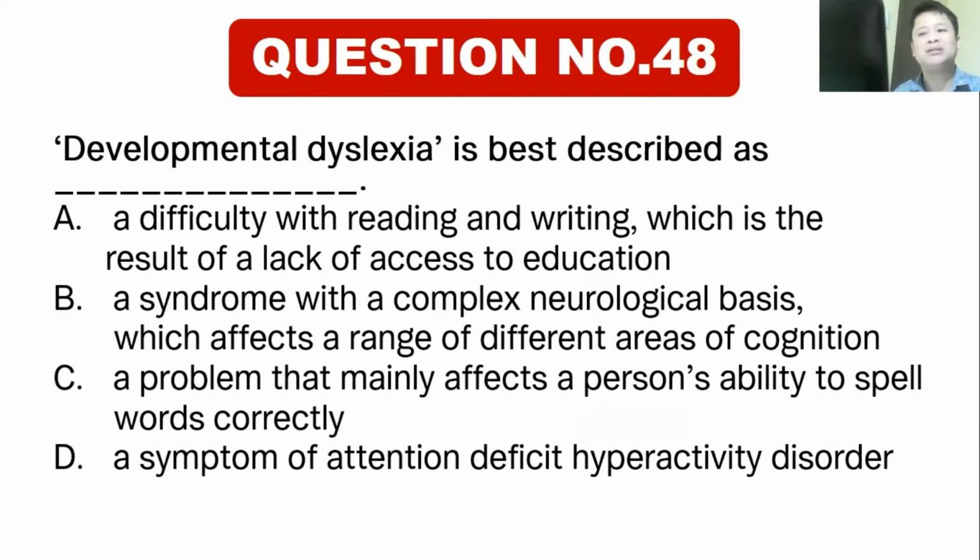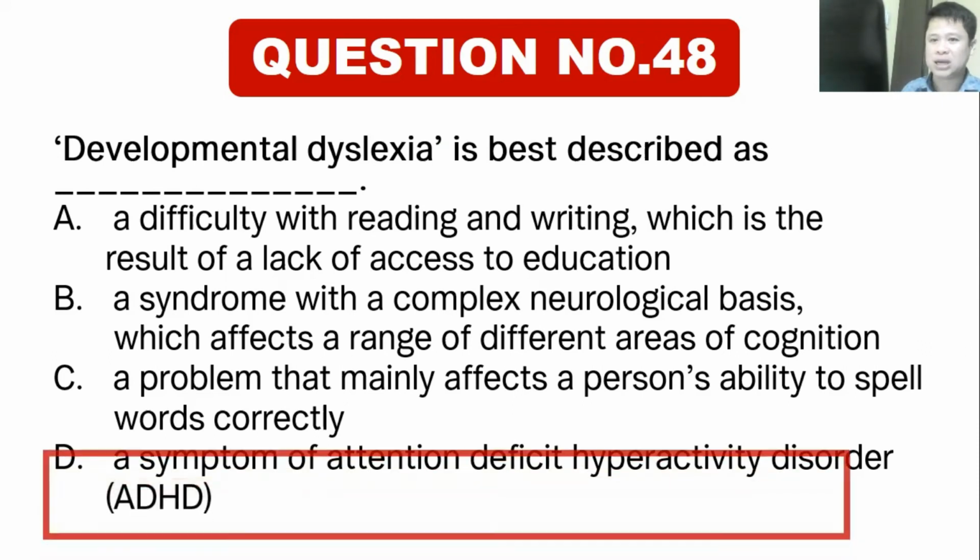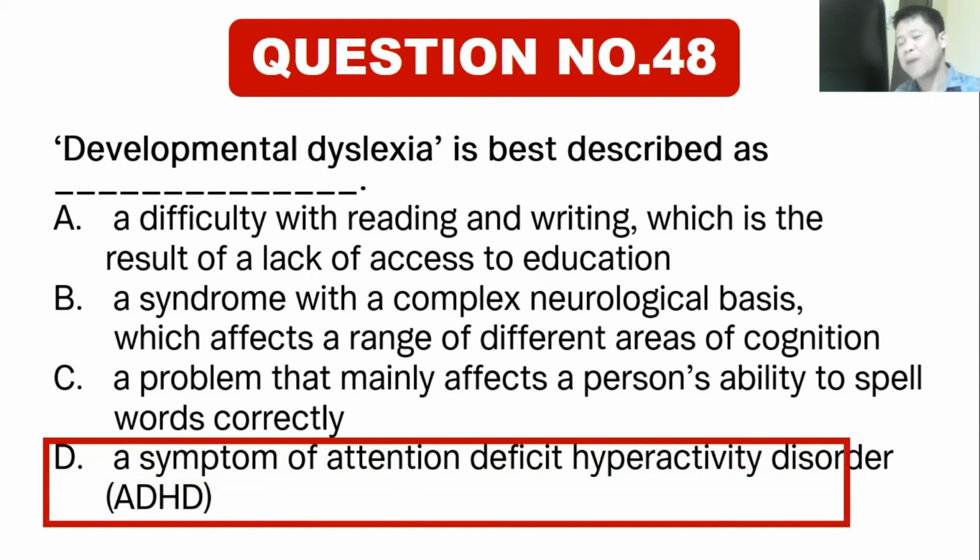Again, developmental dyslexia is best described as A, a difficulty with reading and writing, which is the result of a lack of access to education. B, a syndrome with a complex neurological basis. C, a problem that mainly affects a person's ability to spell words correctly. And D, a symptom of ADHD. The correct answer is letter D. Developmental dyslexia is best described as a symptom of attention deficit hyperactivity disorder.